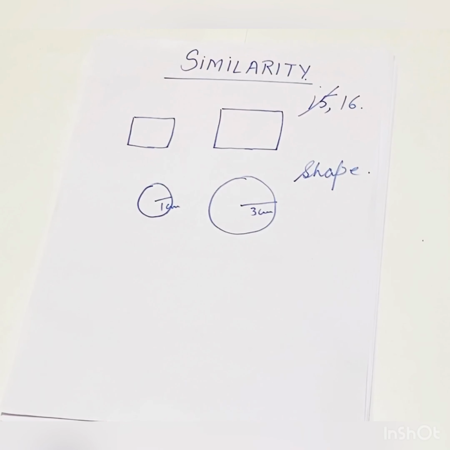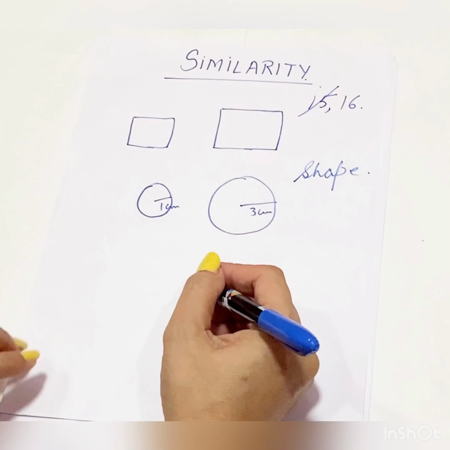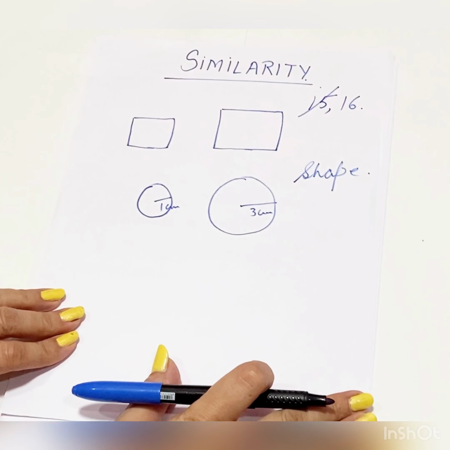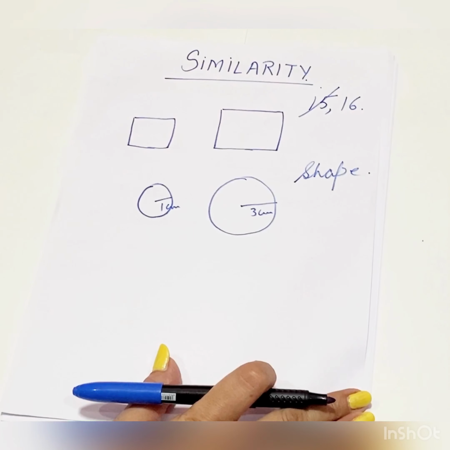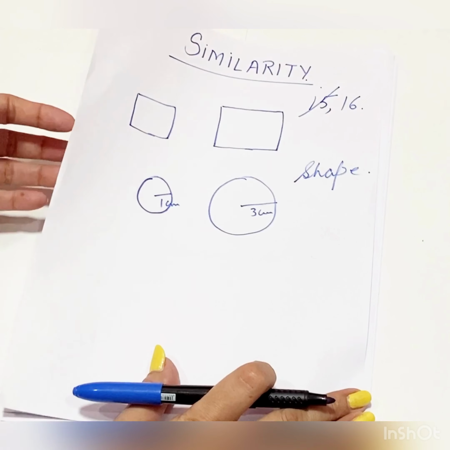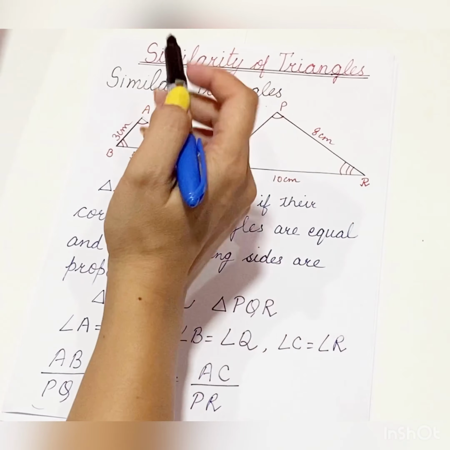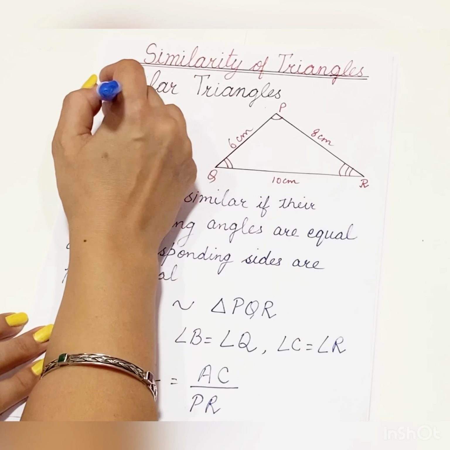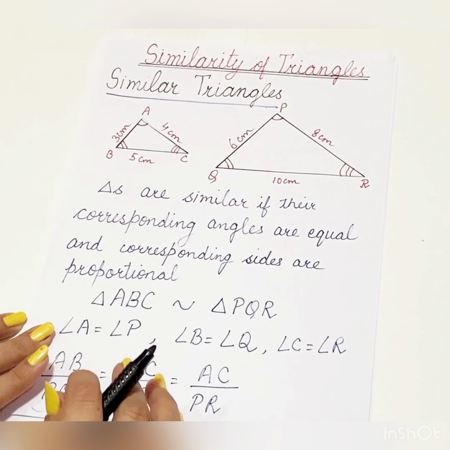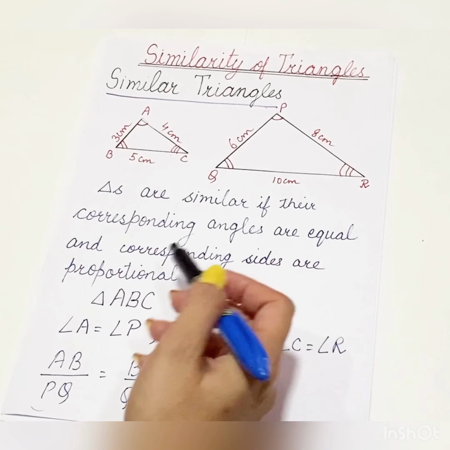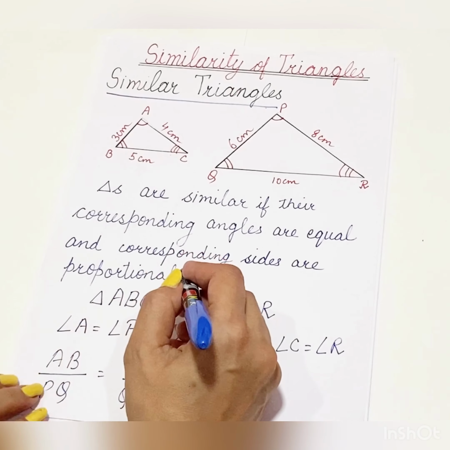As we have criteria in congruency, in the same way we have criteria in similarity also. Two triangles will be given to us and we have to show that these triangles are similar, or how can you show triangles to be similar. I'll explain you that. So the first one we have is similar triangles. Triangles are said to be similar if their corresponding angles are equal and corresponding sides are proportional.